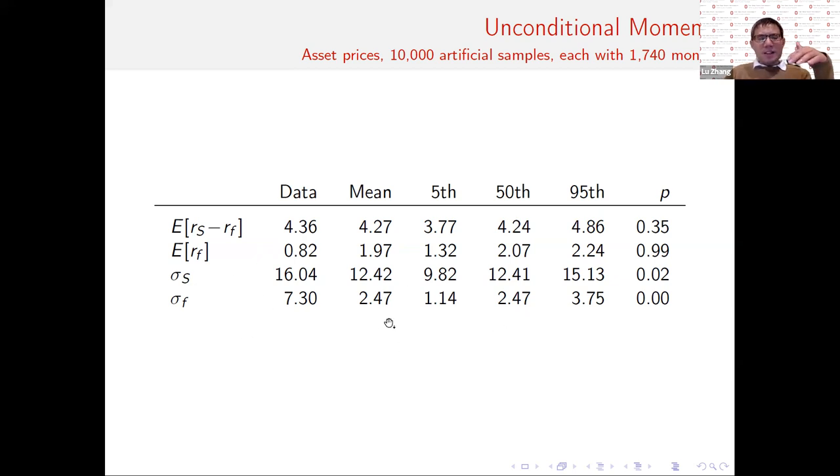So volatility for the real interest rate is 2.5 in the model versus 7.3 in the data. As noted earlier, the 7.3 estimate is mostly due to hyperinflation and sovereign default in the historical sample, which we do not model. So we're not going to agonize over that.